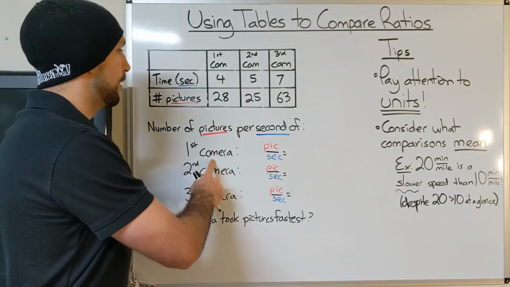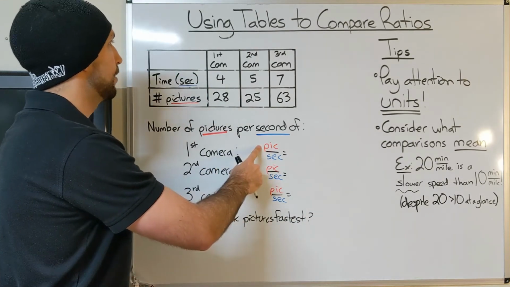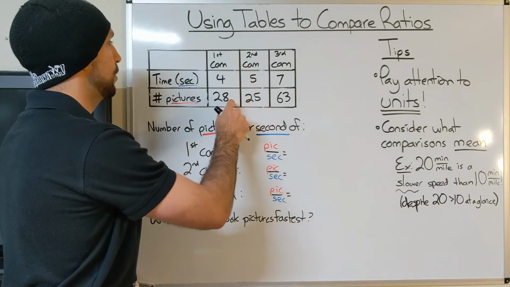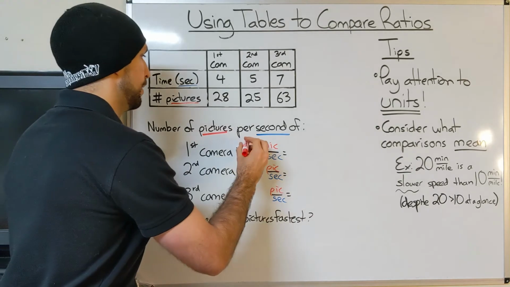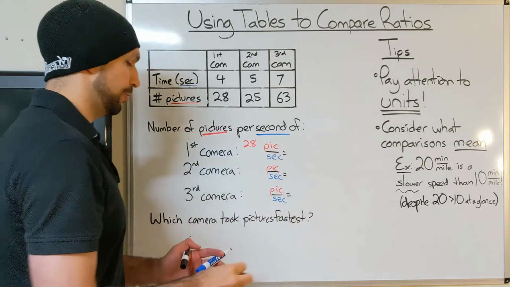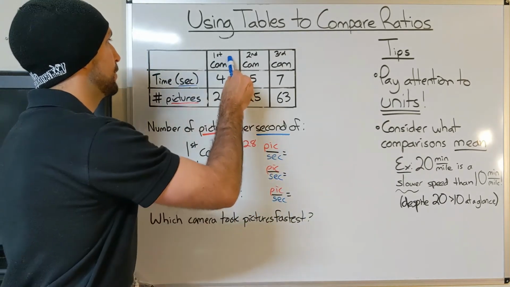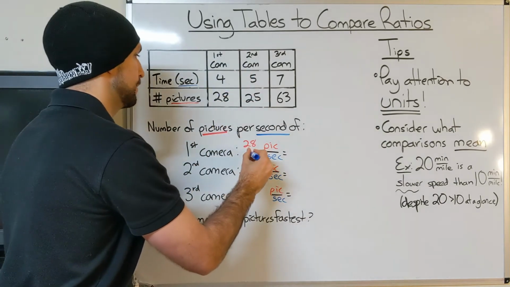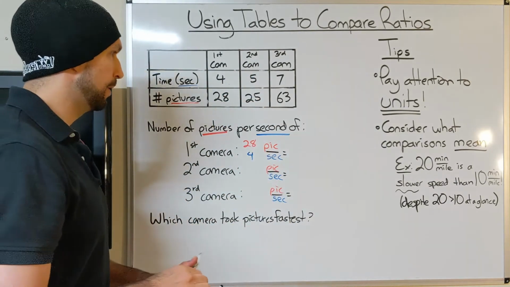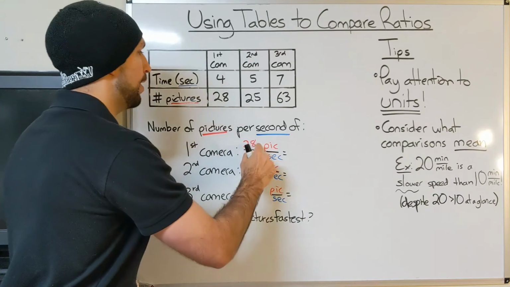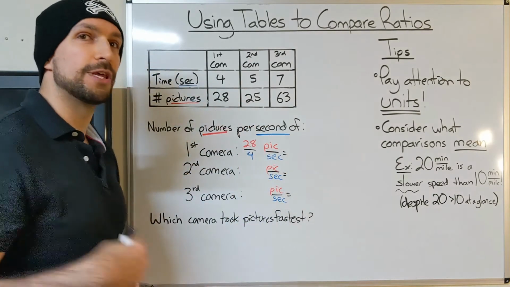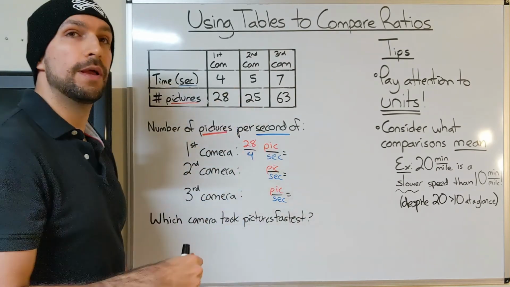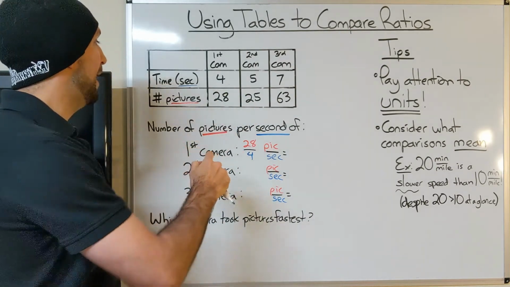So for the first camera, we're trying to find the number of pictures the first camera took. So the first camera took 28 pictures. 28 pictures over the course of, first camera took 4 seconds. Now you'll notice my numerator and denominator here, 28 over 4, are not the order in which they appear in the table. We have to be careful to make sure we pay attention to our units.